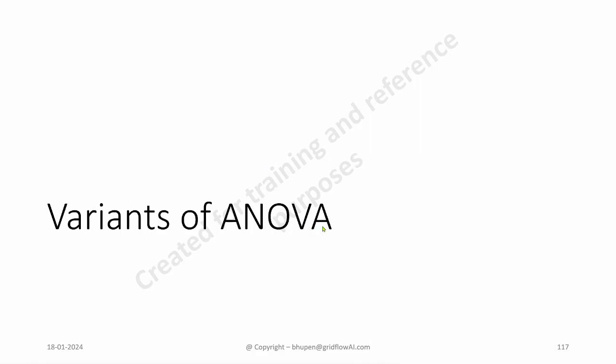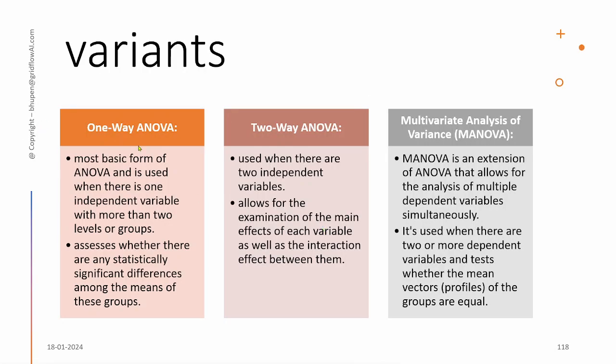There are variants of ANOVA. One-way ANOVA, we talked about it. Two-way ANOVA, we also talked about it. And there is another one, multivariate analysis of variance, called MANOVA. We're not going to cover this in this particular video. Next, I'm going to show you the Python example to showcase the functioning of ANOVA and how we infer from the results of ANOVA.